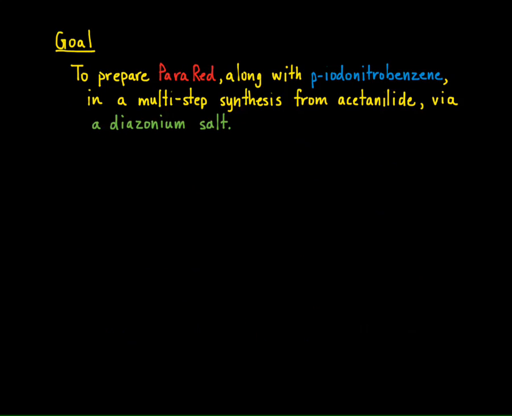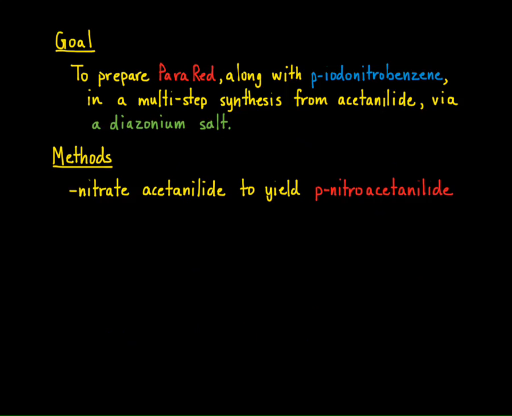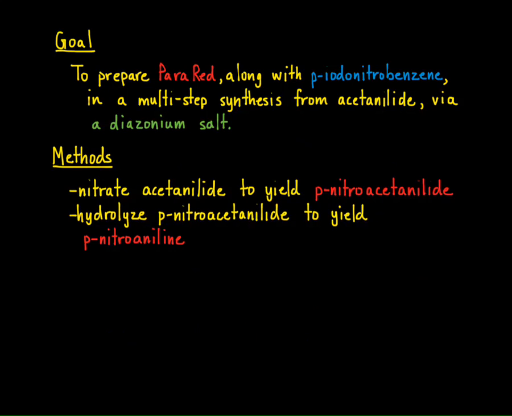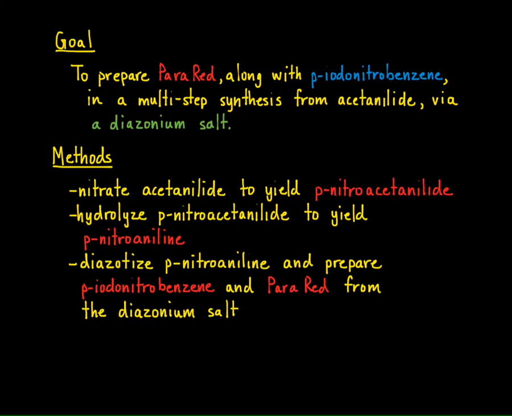The main goal of this experiment will be to prepare para-red along with para-iodonitrobenzene in a multi-step synthesis starting with acetanilide via a diazonium salt. To do this, you will nitrate acetanilide to yield para-nitroacetanilide as the major product. You will then hydrolyze the para-nitroacetanilide to produce para-nitroaniline. Para-nitroaniline can then be diazotized, and the resulting diazonium salt will produce both para-iodonitrobenzene and para-red.